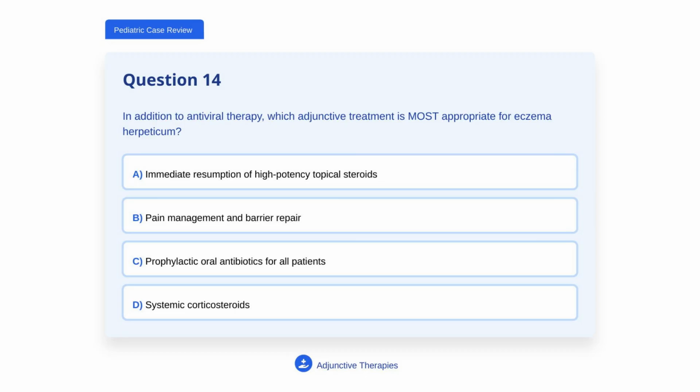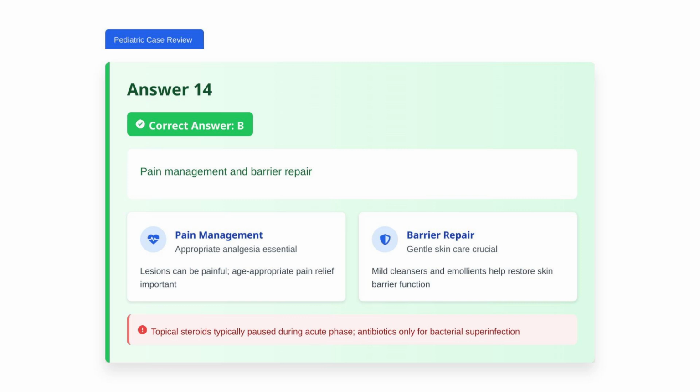In addition to antiviral therapy, which adjunctive treatment is most appropriate for eczema herpeticum? Is it immediate resumption of high-potency topical steroids, pain management and barrier repair, prophylactic oral antibiotics for all patients, or systemic corticosteroids? The correct answer is B. Pain management and barrier repair are the most appropriate adjunctive treatments for eczema herpeticum. Lesions can be painful, so appropriate analgesia is important.